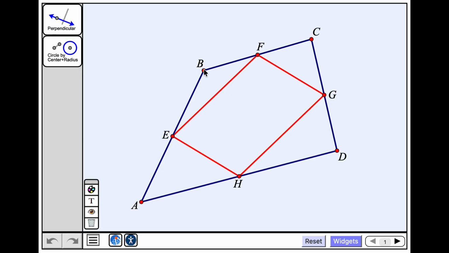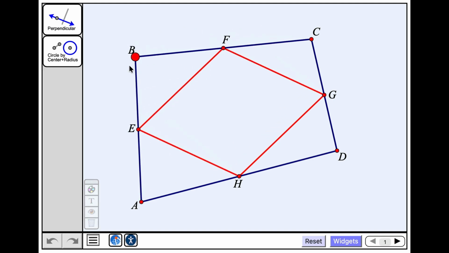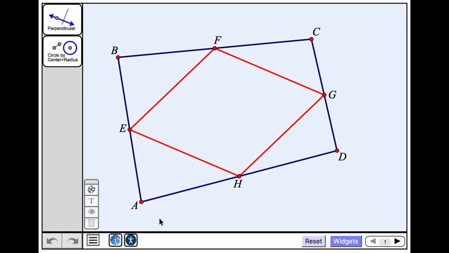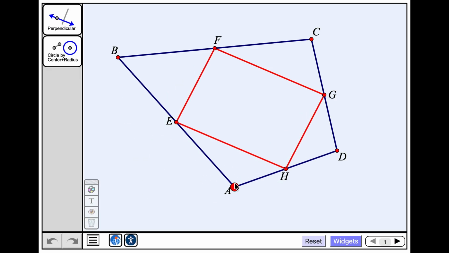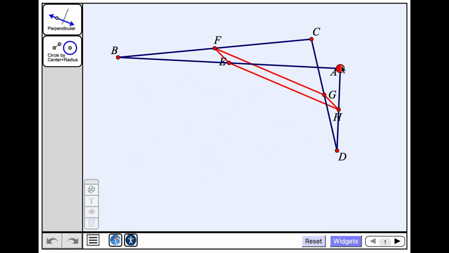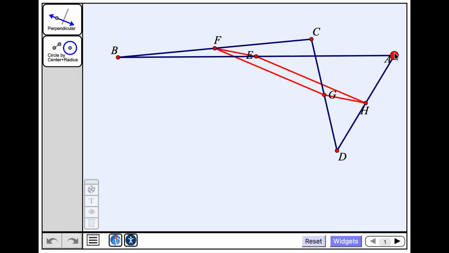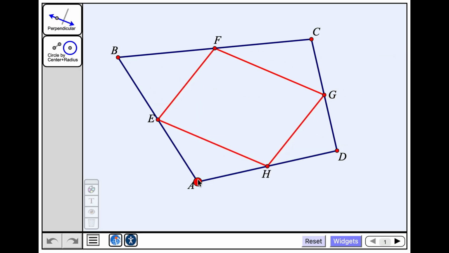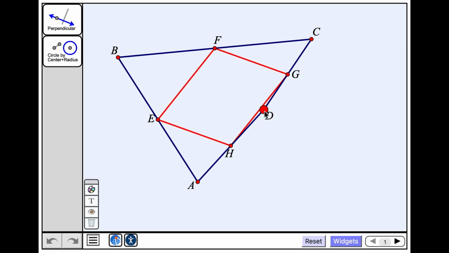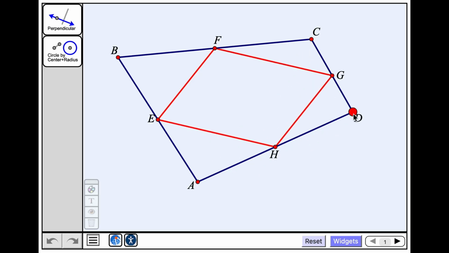Now, dynamic geometry software like Web Sketchpad makes this very inviting to explore because we can, after making our construction, drag any of the four vertices A, B, C, D. We can drag them even to very unusual positions like this one, and see that, try as we might, EFGH always seems to remain a parallelogram.